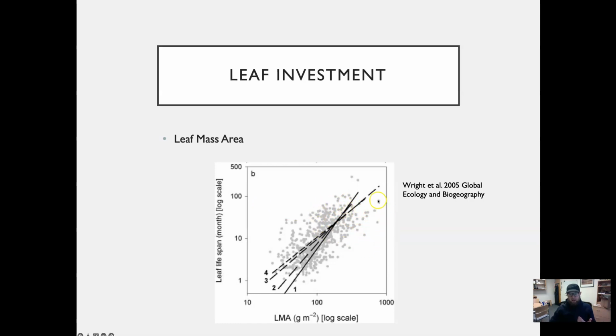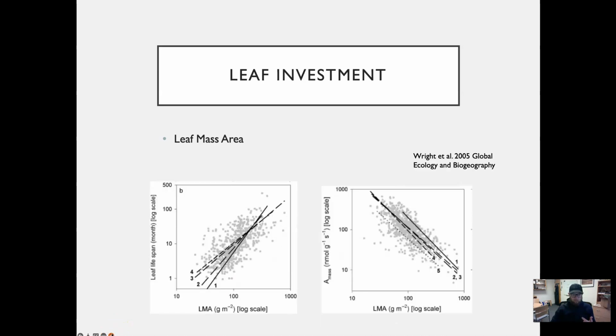And so these leaves out here on the far right of the figure are lasting for multiple years on the tree. This data set comes from a couple hundred different species all around the globe, so it's a really big data set. Okay, so that same figure is shown here on the left, but it's shown to contrast it with this trade-off associated with growth rate that I've already talked about.